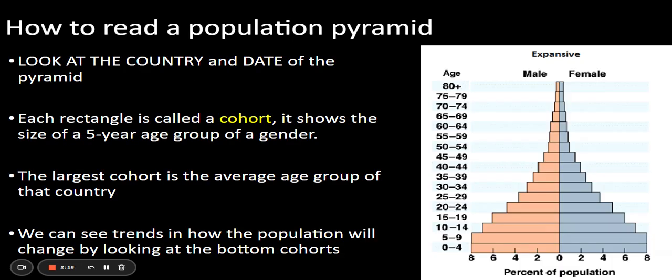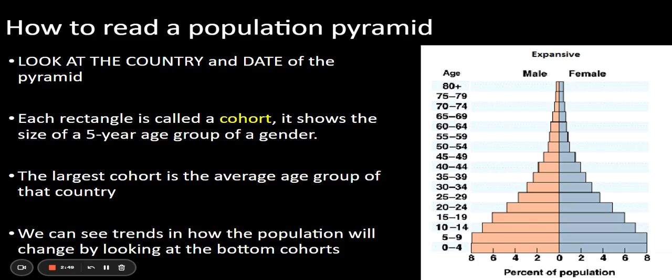So how do you read a population pyramid? First, look at the country and the date. I stress that because you're going to see some questions showing you a population pyramid from 20 years ago, or even one projected 20 years in the future. And it's going to ask, where was this country 20 years ago, or where will it be in 20 years? So you want to know what country you're looking at, and you want to know when it happened. It will tell you; you've got to find it. It doesn't say it on this one because this is a fake pyramid. It's not a real one.